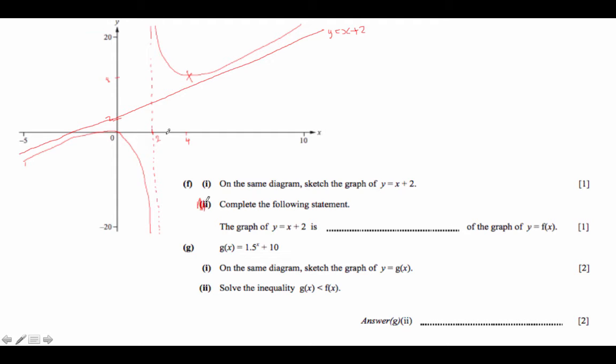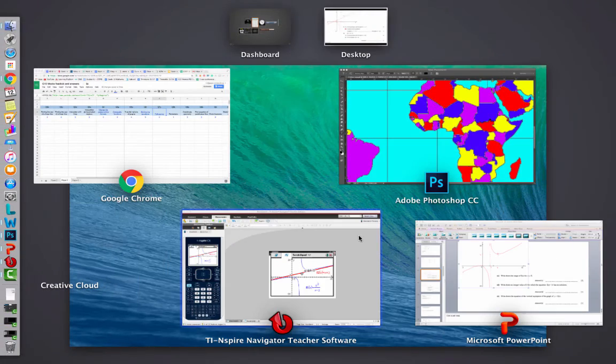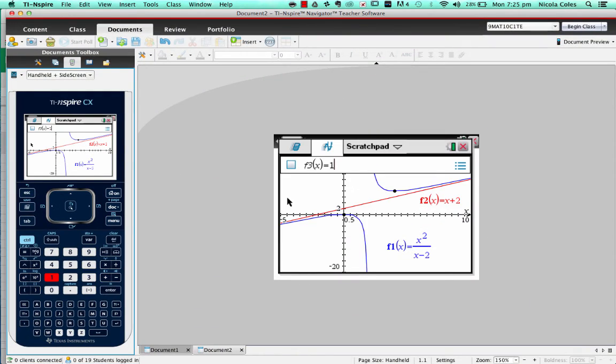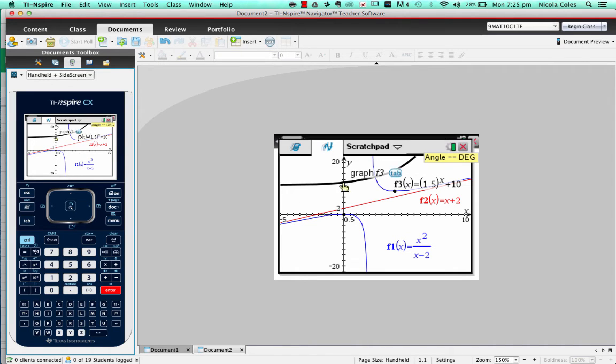You didn't have part 2 on your exam, so we'll move on to G. It says sketch, this time, 1.5 to the power of x plus 10. So this is a calculator job. So menu, graph entry, 1.5 to the power of x plus 10. Now this graph looks like that. So you have to add that to your sketch. The key thing here is the shape and really where it crosses the y-axis.